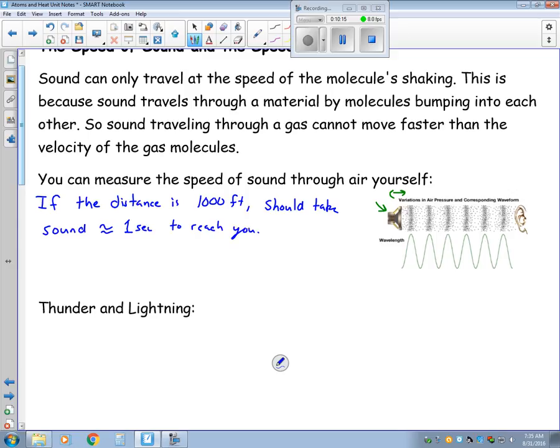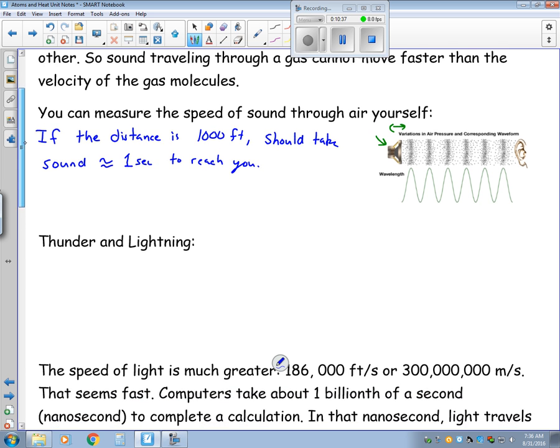A good example of this is a baseball field. If you go out and, especially if you're going to watch a game, you're about 1,000 feet away from where the batter is. You should see the batter hit the ball, and roughly 1 second later, hear the crack of the ball hitting the bat.